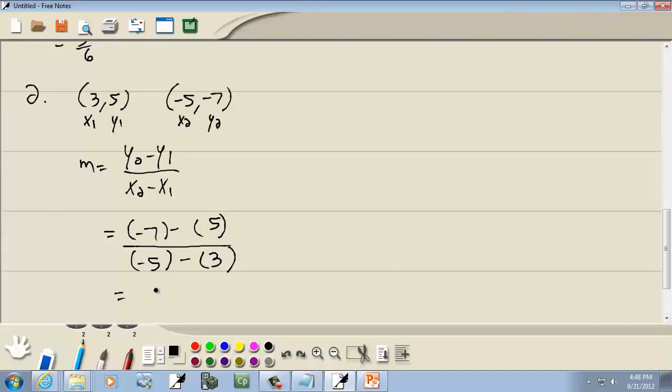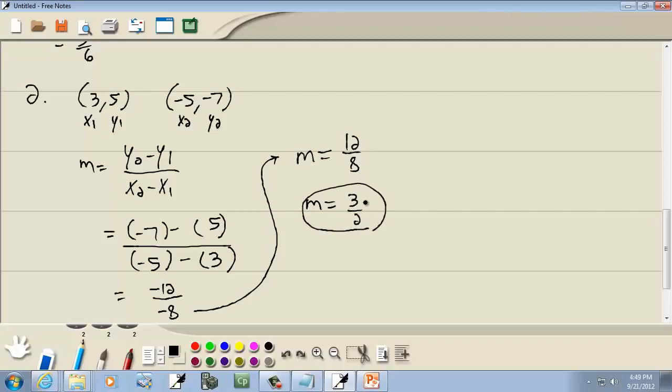Well, negative 7 minus 5 gives us negative 12. Negative 5 minus 3 is negative 8. Now, negative divided by negative becomes positive, so those negatives cancel. And top and bottom here are both divisible by 4. So that gives us 3/2, and that's our answer. Of course, it's positive, which means it's increasing from left to right.